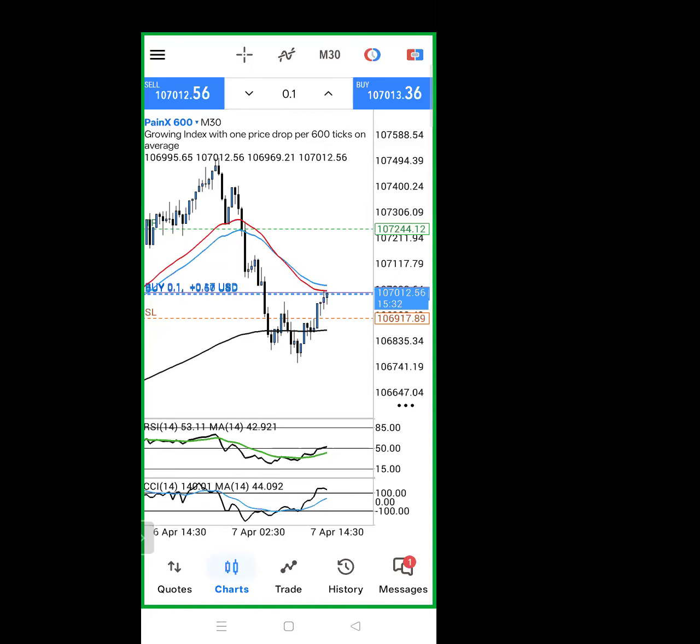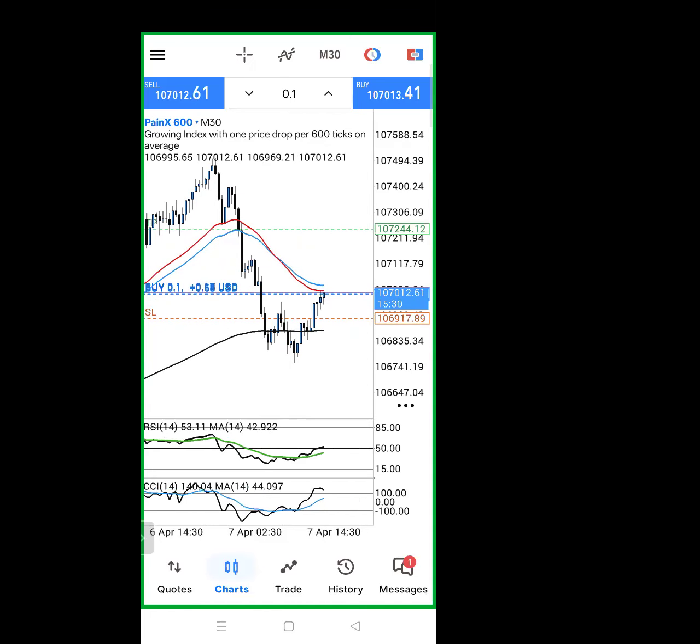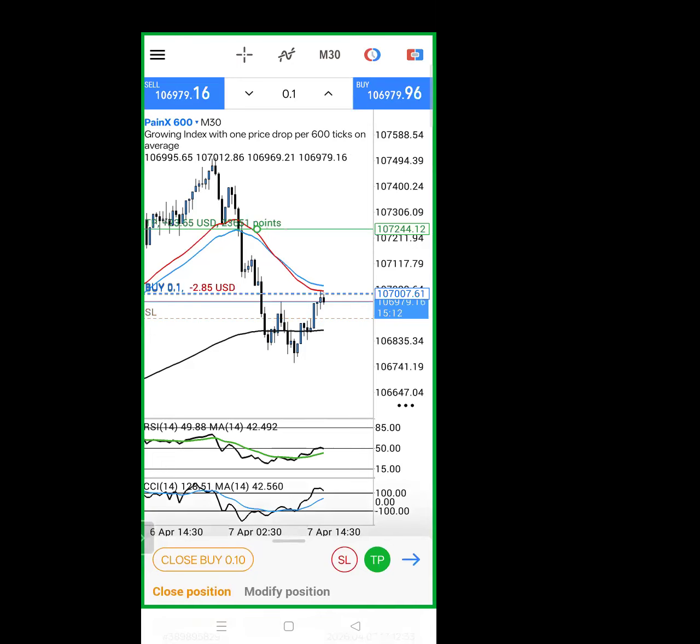Okay, so take profit and stop loss levels are given. Now, this trade, we already got a spike. Now, if you have a good account, you can put your stop loss here.